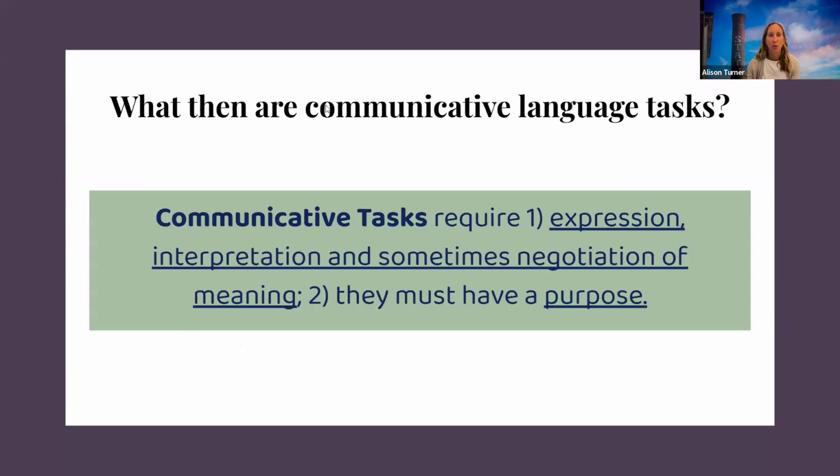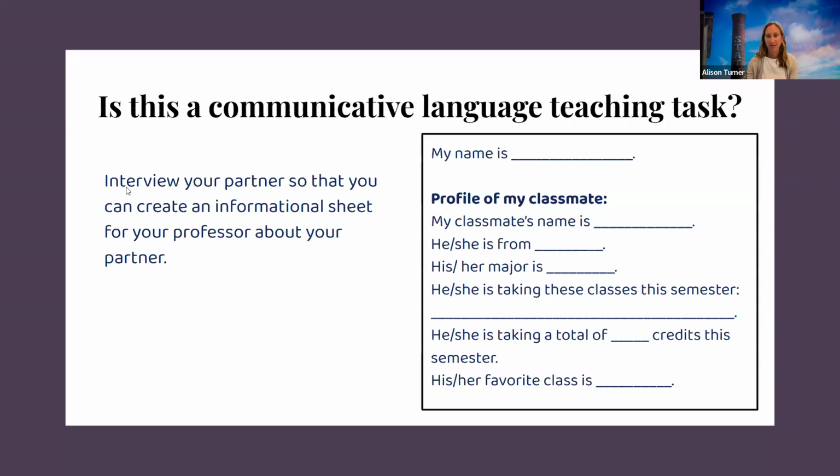Okay, so what then are communicative language tasks? So communicative tasks, notice the word is task, require expression, interpretation, sometimes negotiation of meaning, and they must have a purpose. So going back to that definition, is this a communicative language teaching task? Interview your partner so that you can create an informational sheet for your professor about your partner.